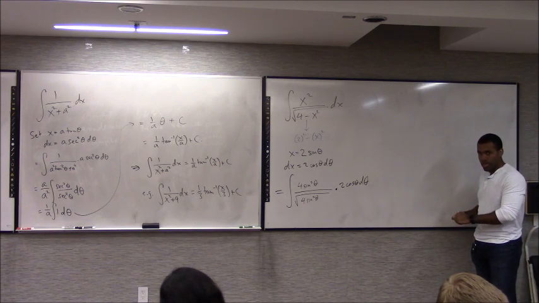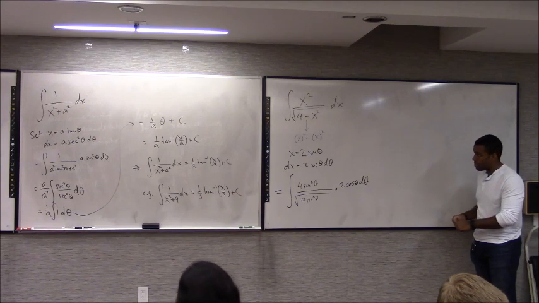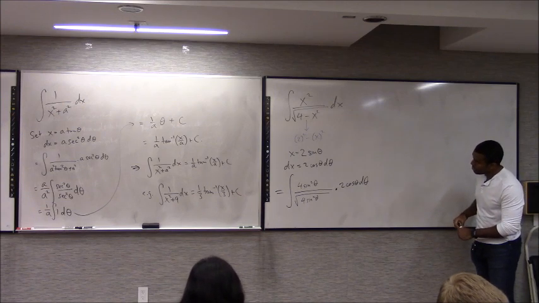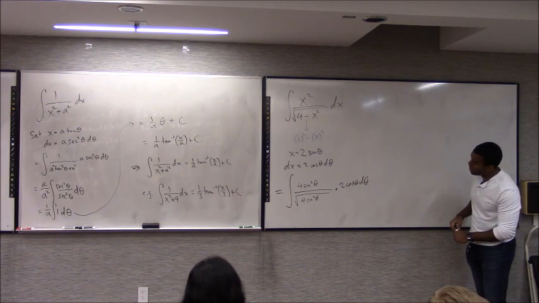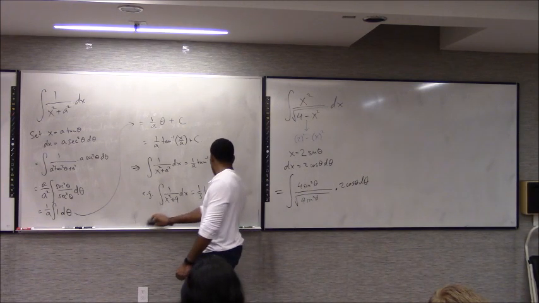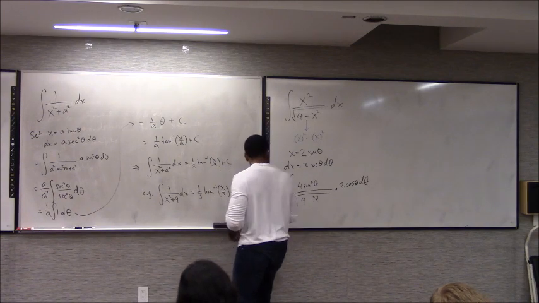Any questions so far? Shouldn't it be 4 cosine squared? Where, the denominator? X is 2 sine, yes, the 1 minus sine squared is cosine squared, so that's a cosine.